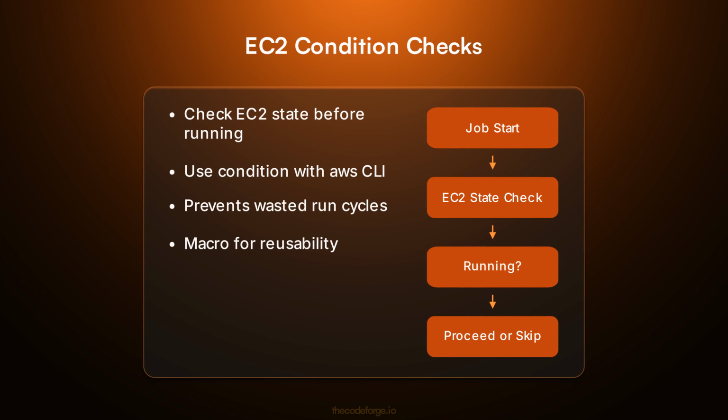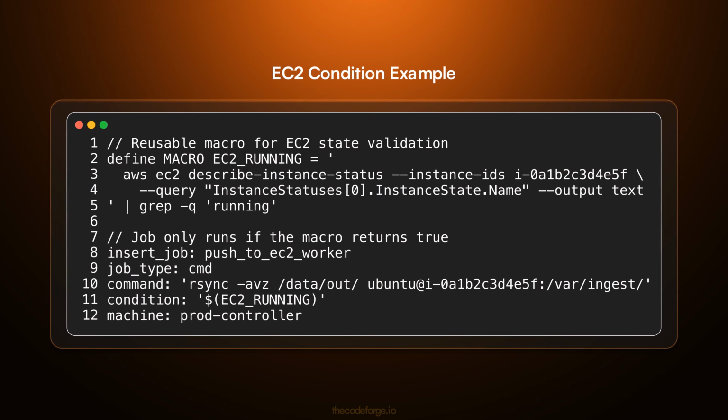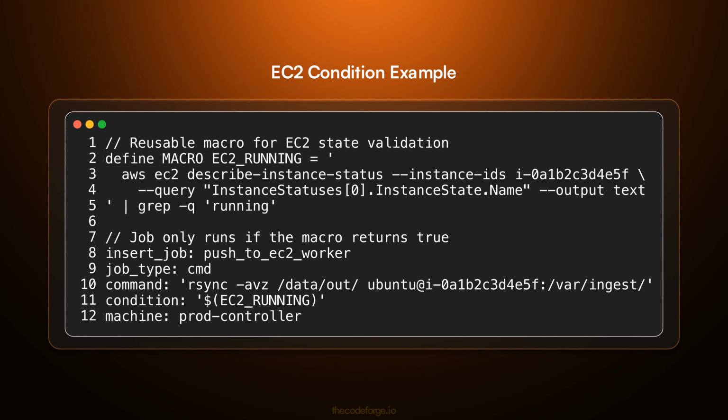If your job targets an elastic compute cloud instance, add a condition to verify it's running. This avoids wasting a run cycle on a dead instance. The macro EC2 running checks the instance state. The job only runs if the condition is true, otherwise it's skipped cleanly.